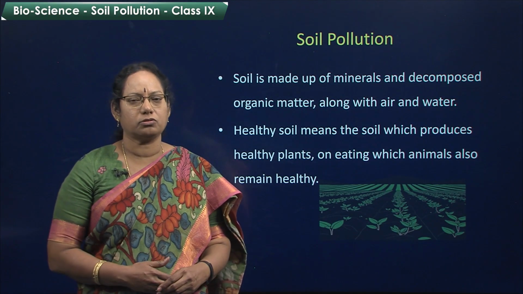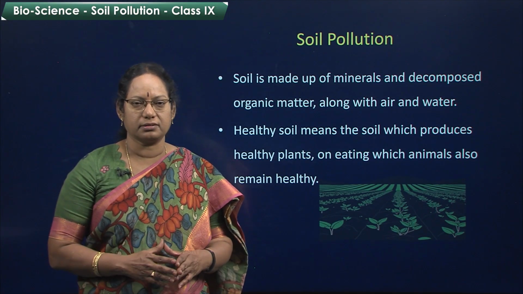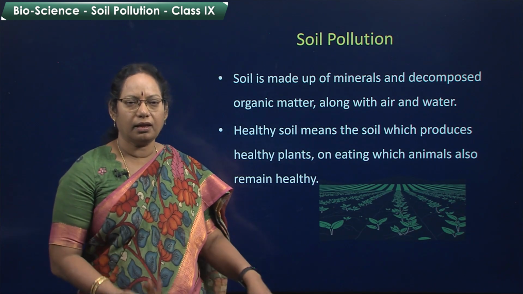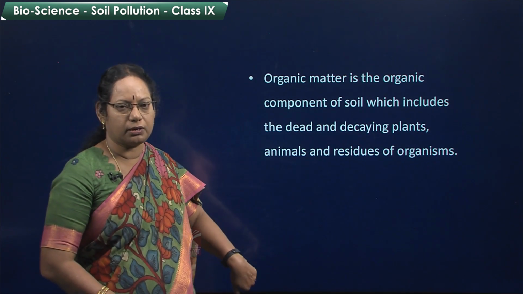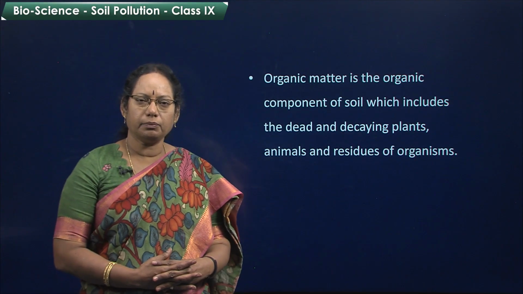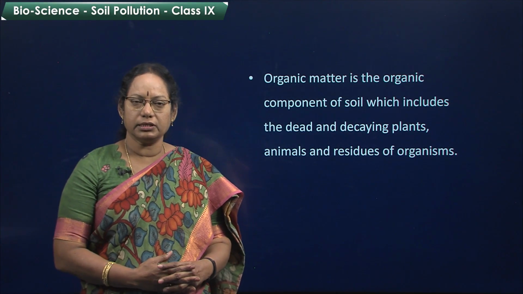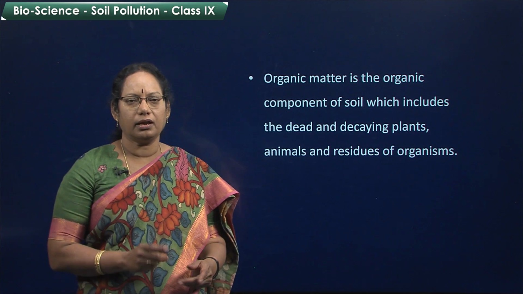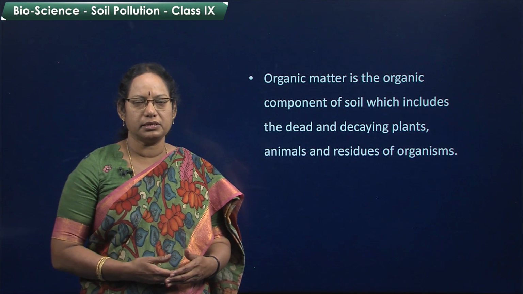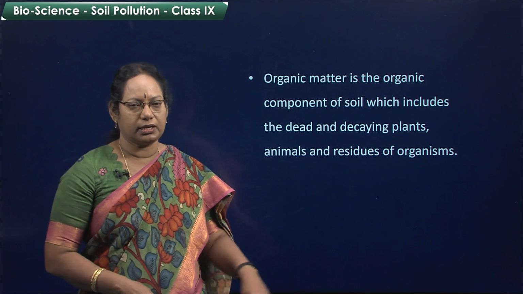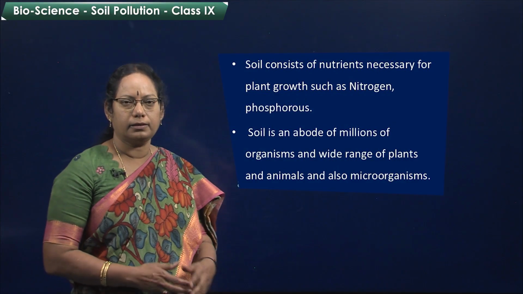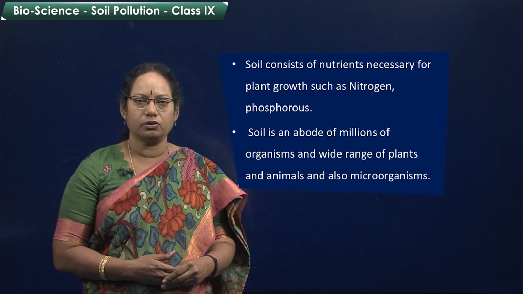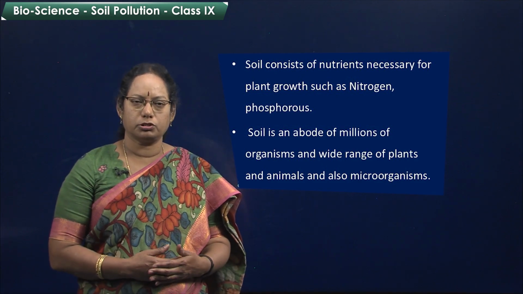Healthy soil means the soil which produces healthy plants, and on eating which, animals also remain healthy. That is called healthy soil. Now, organic matter, I have told you, is humus, the organic component of the soil which includes the dead and decaying plants, animals and residues of those organisms also. Soil contains nutrients necessary for plant growth such as nitrogen, phosphorus.